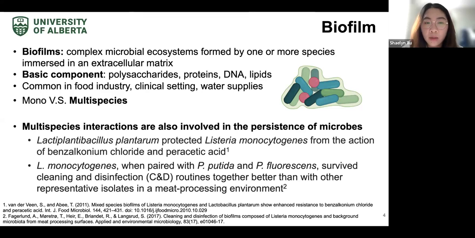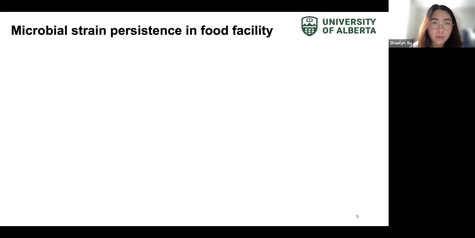Another point is that multi-species interactions also contribute to the persistence of microbes. For example, the non-pathogenic Pseudomonas putida and Pseudomonas fluorescens are common food colonizers. They have demonstrated their ability to protect Listeria monocytogenes against regular cleaning and disinfection routines. All of this, both biofilm formation as well as the multi-species interaction within the biofilm, contributes to the long-term persistence in the food processing facilities.